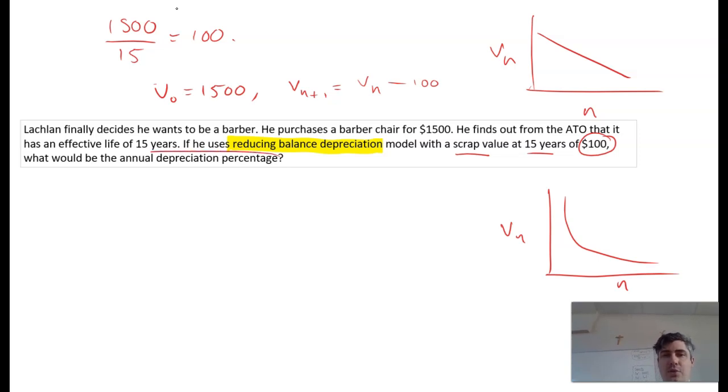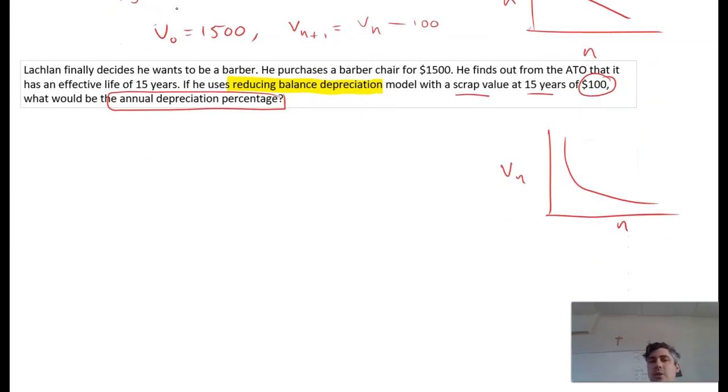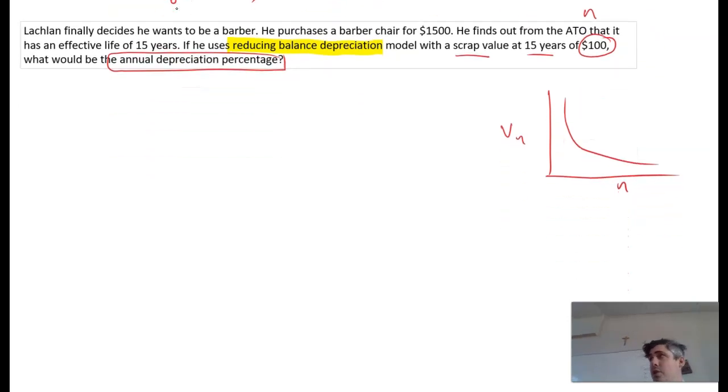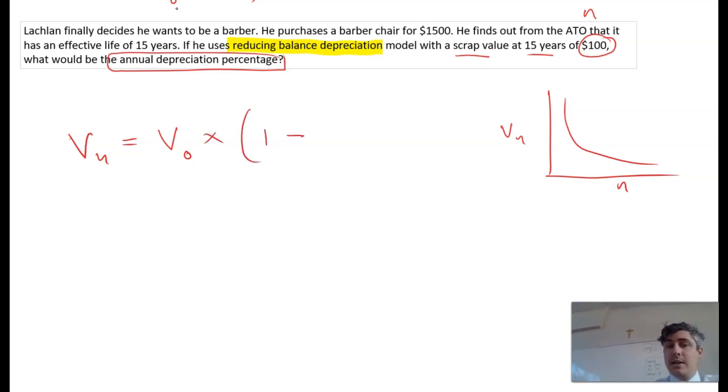What's the annual depreciation percentage? So to do this one, we've got to go back to what equation we used to do reducing balance depreciation. So remember that Vn is equal to V0, which is the original value, times by this multiplier, 1 minus, because it's depreciation, R over 100. We don't know R. Okay, to the power of n. That's the reducing balance depreciation equation.